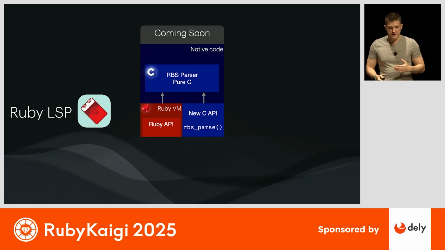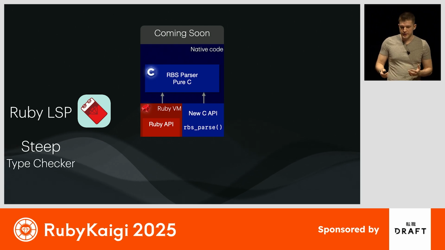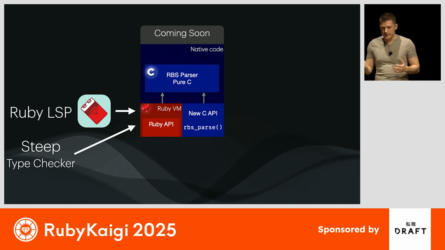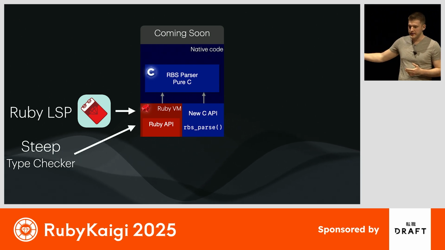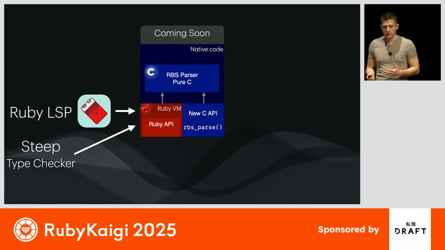Existing users of RBS, such as Ruby LSP, which is the tool that powers the rich editor integrations into your IDE, and type checkers like Steep, can continue to use RBS as if it were a regular Ruby gem, and they'll just call regular Ruby methods. But what we've unlocked is for tools that don't want to necessarily call Ruby code to be able to make use of RBS as a library.